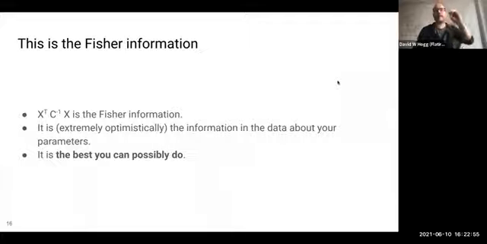So the right way to think about this information is not that it is your error estimate. The right way to think about it is that it is the best you can possibly do. It is also the Cramér-Rao bound in this case. So the Fisher information is also the Cramér-Rao bound. The Cramér-Rao bound is a bound because it's the best you can do. And so under those assumptions, you'll get the right answer.